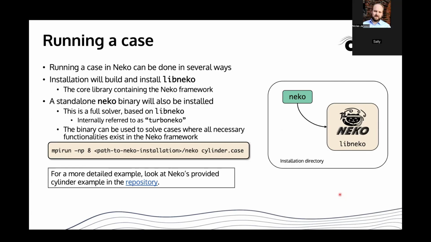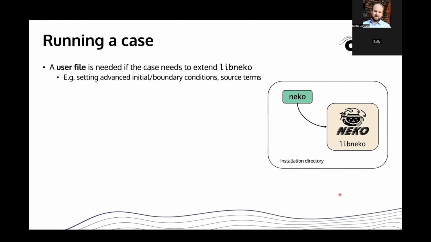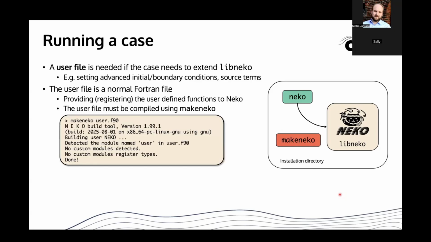But of course, for advanced users, you might want to use different boundary conditions. You might want to use different inflow conditions. So you want to have the ability to actually extend Neko. And for that, you need to write a user file. And the user file can then be compiled. It's a normal Fortran file. So the way it works is that in that one, you are writing a couple of functions that are following certain templates inside Neko. So libNeko has a couple of callbacks, and you're basically writing functions matching these callbacks.